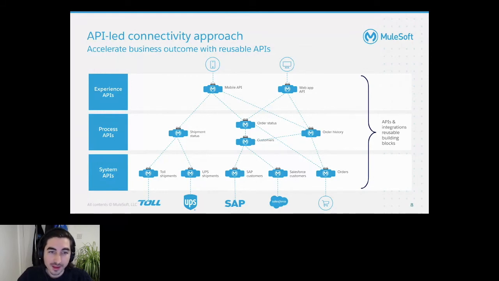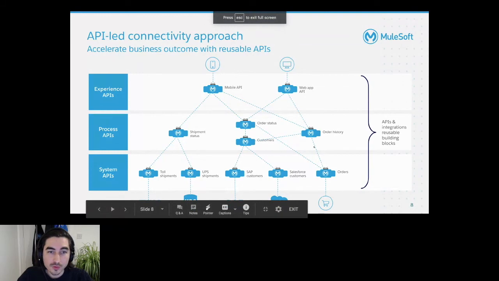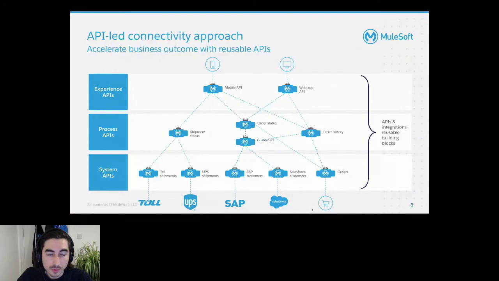Imagine in this case, you have customer, and customer has a process API, and you have these other two backend systems, SAP customer and Salesforce customer. Once you go to the process level, you're giving them meaning, the meaning of customers, instead of relying on the backend.